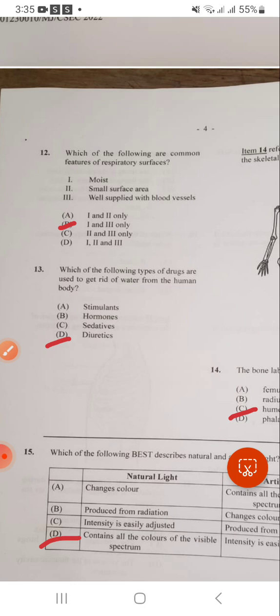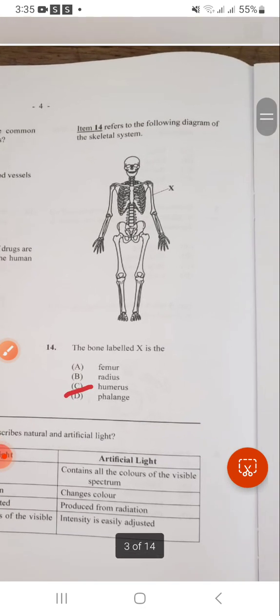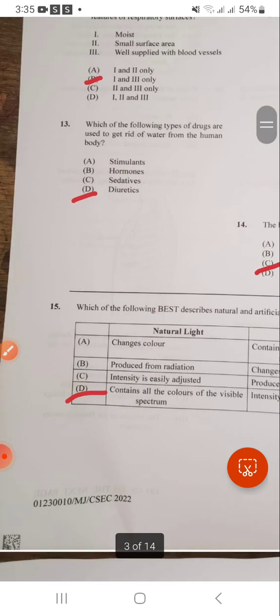Question number 13. Which of the following types of drugs are used to get rid of water from the human body? The answer is D, diuretics. Question number 14 asks us to identify the bone labeled X. That is the humerus.